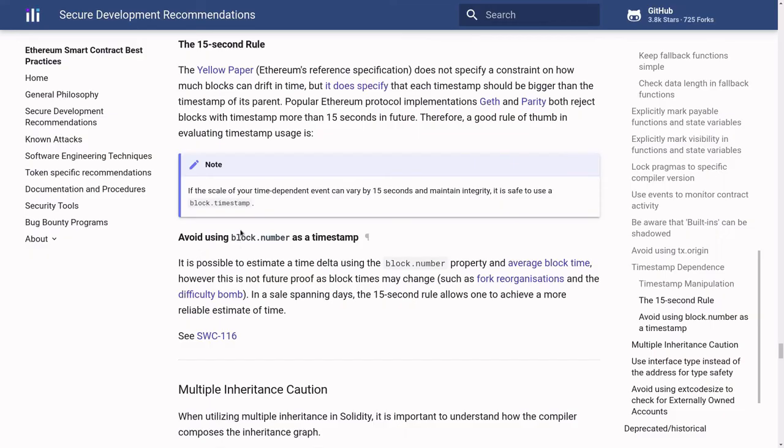And what is the 15-second rule? Well, it states that if the scale of your time-dependent event can vary by 15 seconds and maintain integrity, then it is safe to use block.timestamp. And what this means is that if your contract's code does not rely on a time interval of less than 15 seconds, then it's probably safe to use block.timestamp.